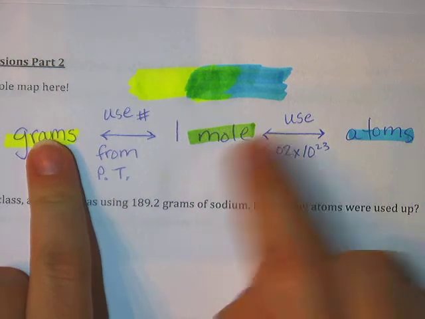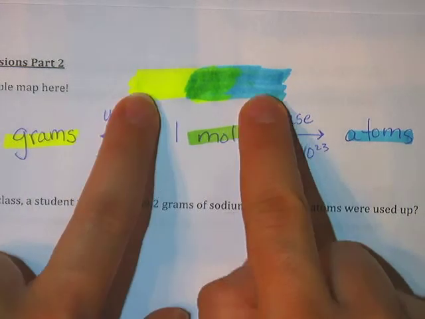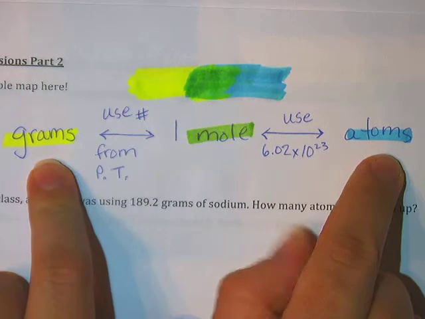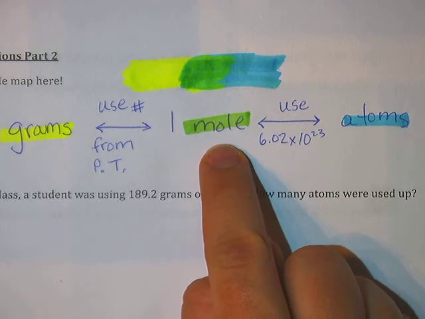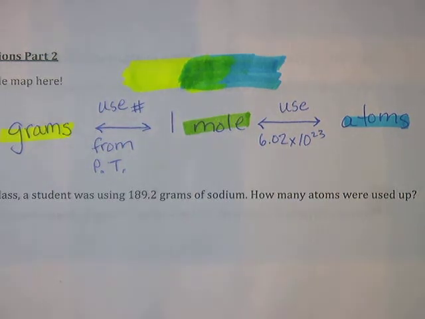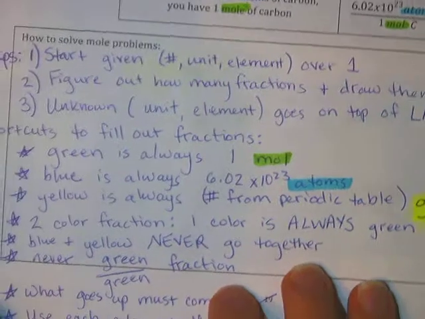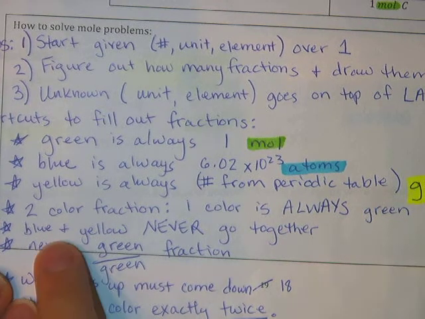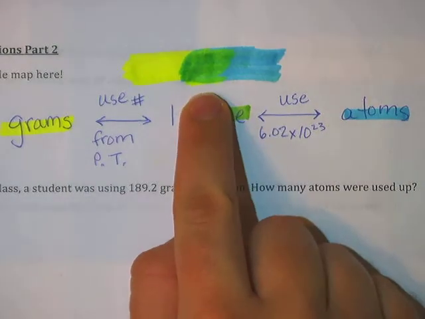Golden grams, when it's blue, use 6.02, and moles in the middle. Because yellow and blue can never touch, they just turn into green. You always have green in the middle. You always have moles in the middle. And if we look back at some of the shortcuts we wrote on page 18, we wrote this down and just hadn't used it yet. If you have a two-color fraction, one color is always green, because blue and yellow can never go together. If you try to put blue and yellow together, you just end up with green.